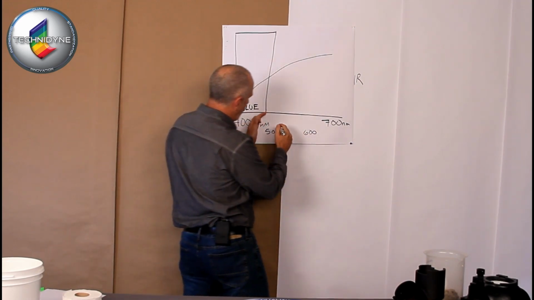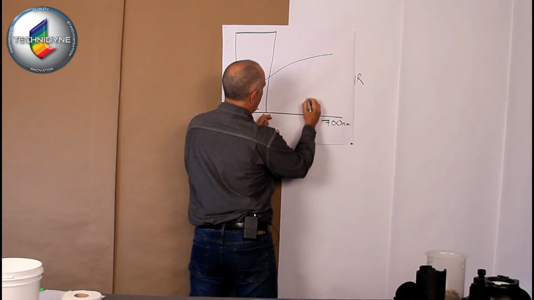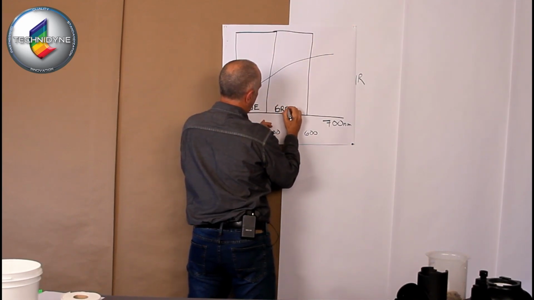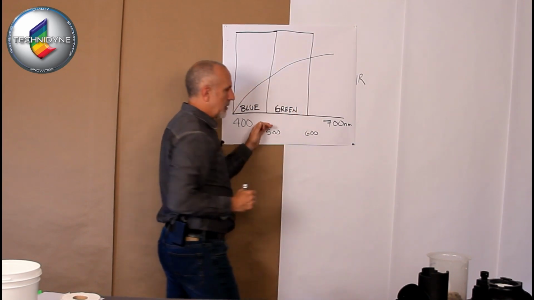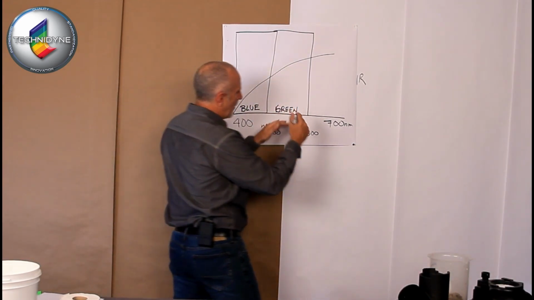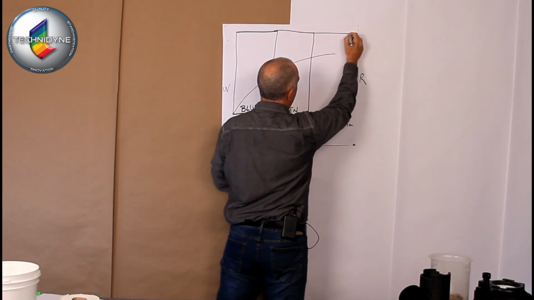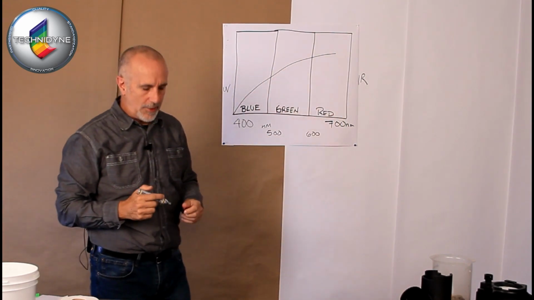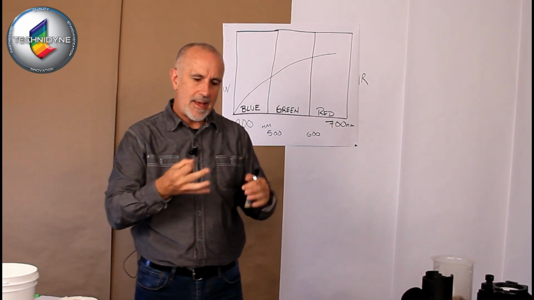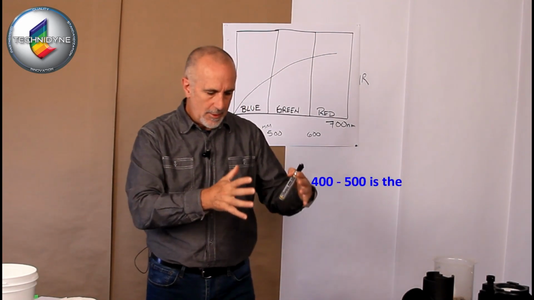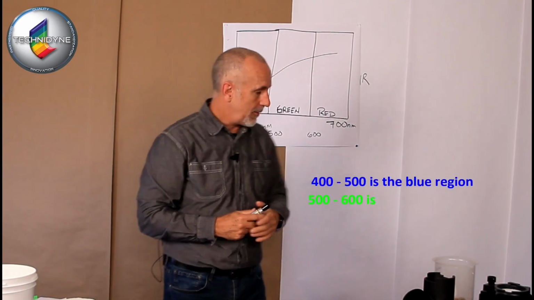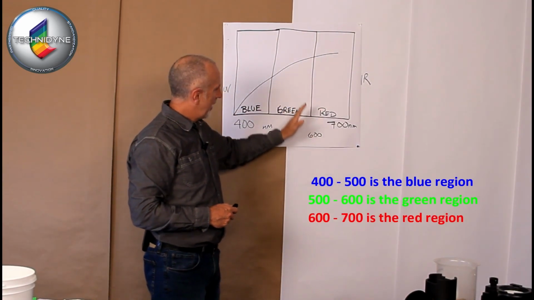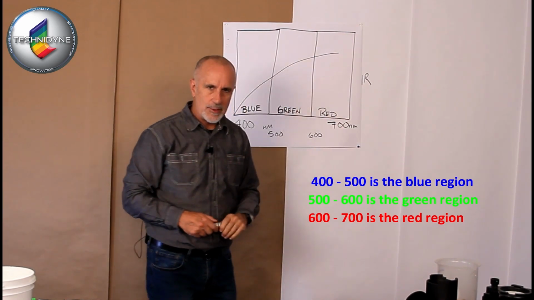Okay, then we're going to break down the next section, which is 500 to 600. And we're going to call that the green light, green energy section of the spectrum. And the last piece, this guy right here, from 600 to 700, we're going to call that the red region of the spectrum. So we take the spectrum, we break it down into 3 macros, if you will. 400 to 500 is going to be the blue region of the spectrum. 500 to 600 is going to be the green region of the spectrum. And 600 to 700 will be the red region of the spectrum.